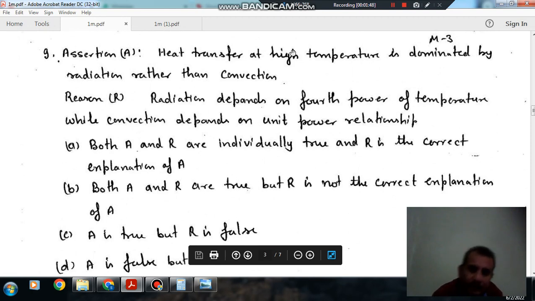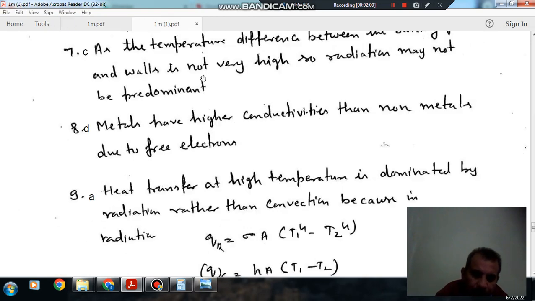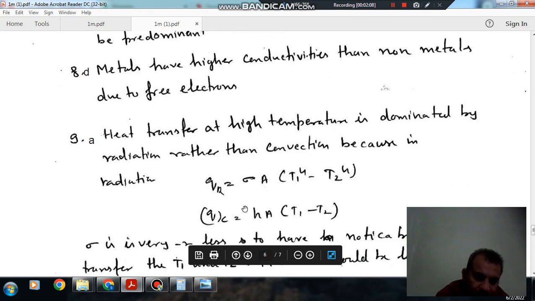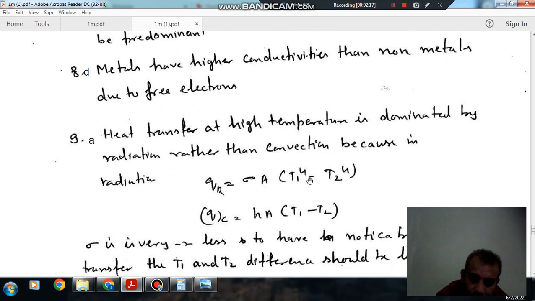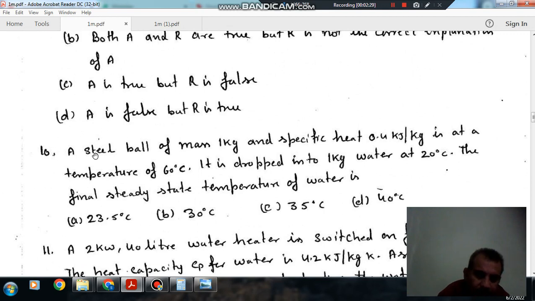So heat transfer at a higher temperature is dominated by radiation rather than convection. Okay, that is correct, and this is due to the fourth power of temperature involved in radiation. So radiation heat transfer is sigma A (T1^4 minus T2^4), and that is the convection heat transfer. As this is the fourth power of the temperature, this factor will be more when the temperatures are higher. So answer is option A. Question 9 answer is A.